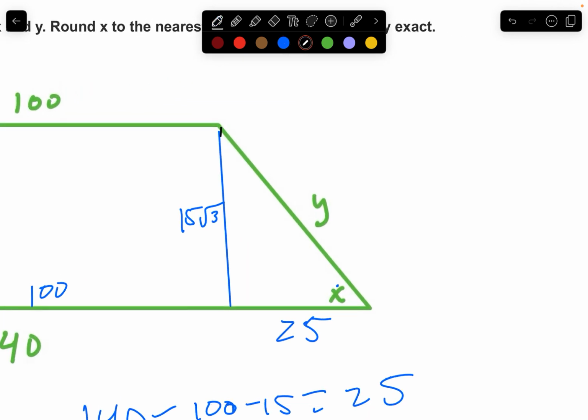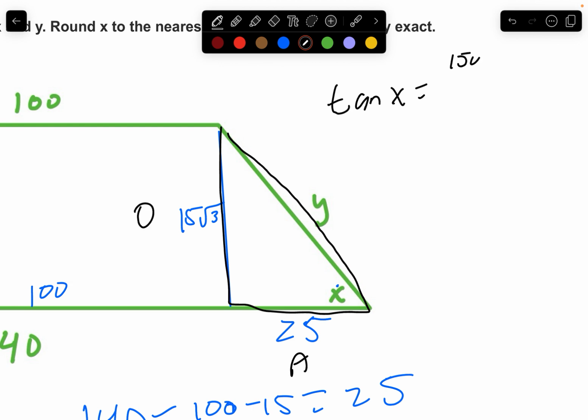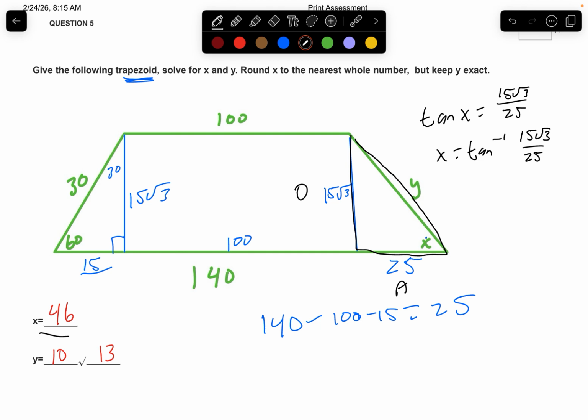So focusing on this triangle, we have opposite and adjacent. So the tangent of x equals opposite over adjacent. So x equals the inverse tangent of opposite over adjacent. So inverse tangent of, make sure you know how to type this into your calculator, 15 root 3 over 25, rounds to 46. Yep, feeling good about that.